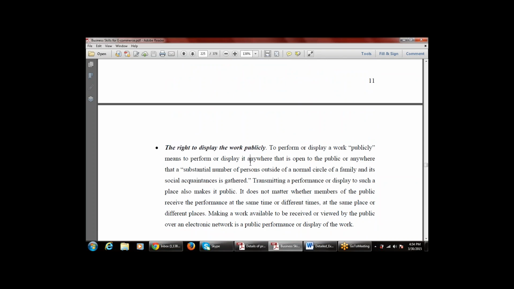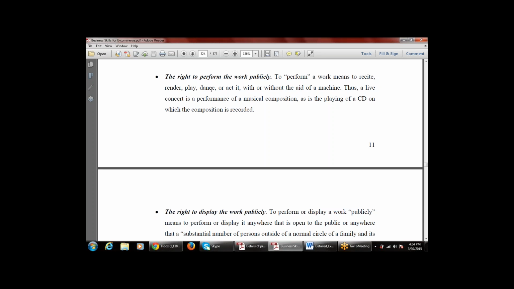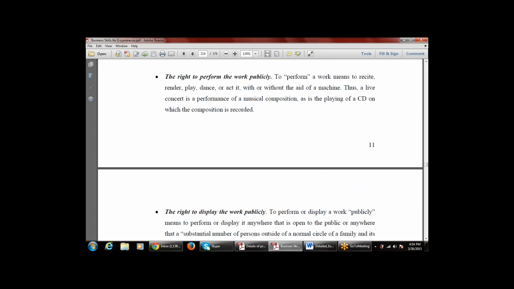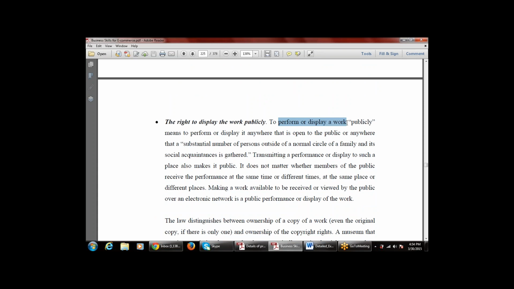Then the next right is the right to display the work publicly. So this is the right to perform the work publicly, and this is the right to display the work publicly. These are the various rights that are applicable. To perform or display a work publicly means to perform or display it anywhere that is open to the public, at any place and any time, or anywhere that a substantial number of persons outside of a normal circle of a family and its social acquaintances is gathered. Transmitting a performance or display to such a place also makes it public.